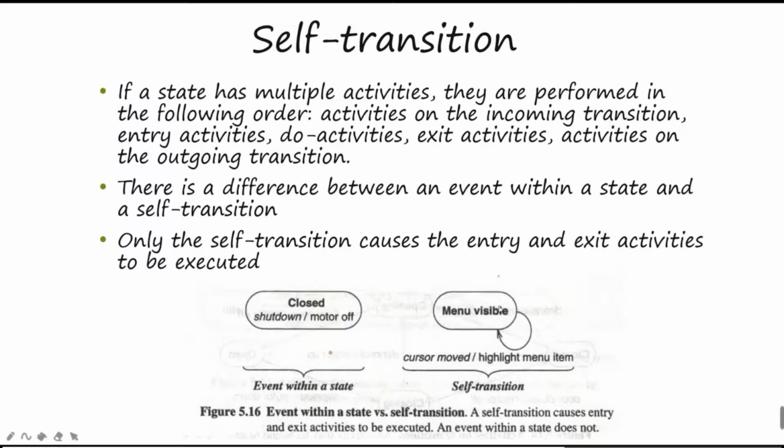And this is a self-transition. It means that when the cursor moved, you need to highlight the menu item. These are two different kinds of representation, and this is called a self-transition. Only the self-transition will cause the entry and exit activities to be executed. But this one is the in-state activity. It will not invoke the entry and exit activities.